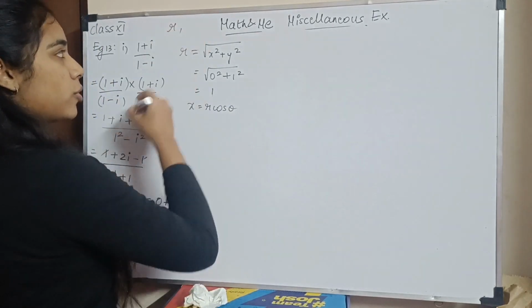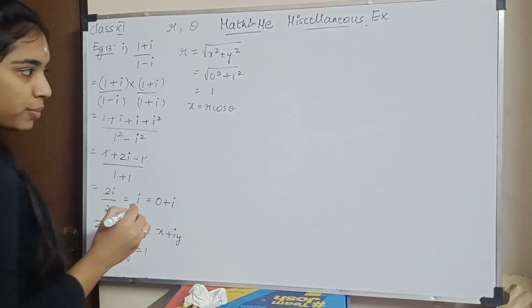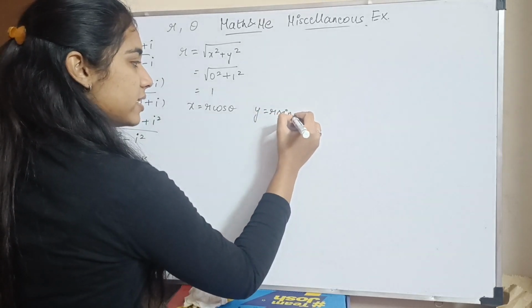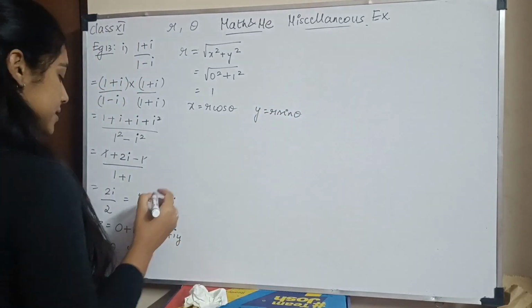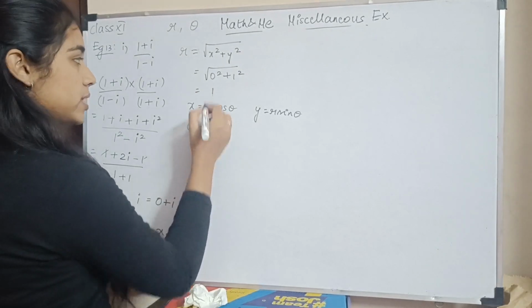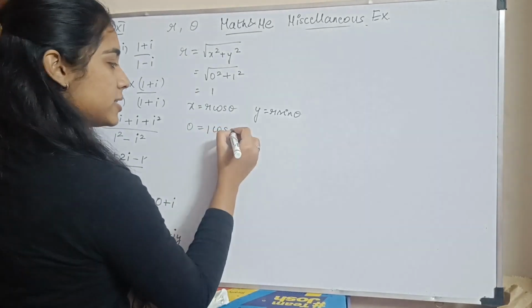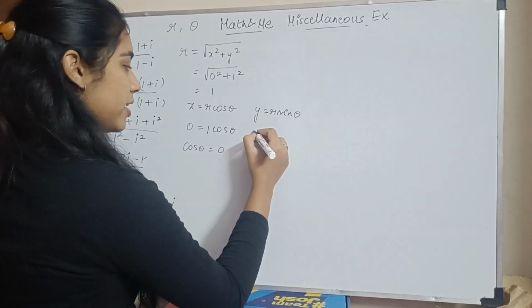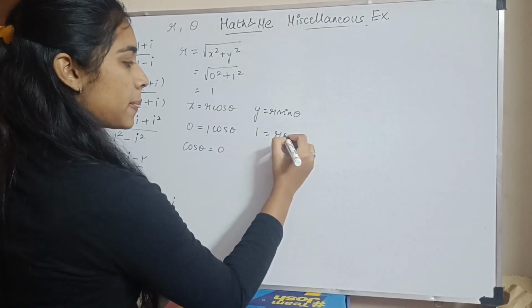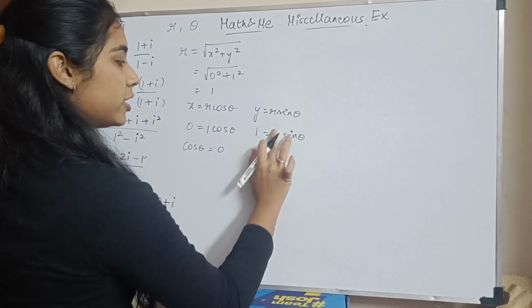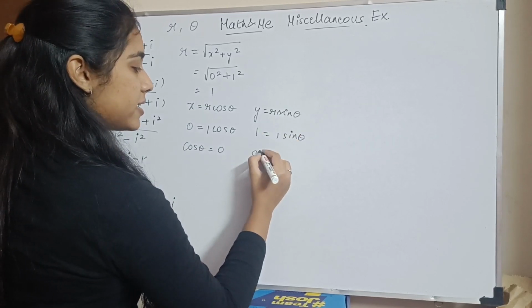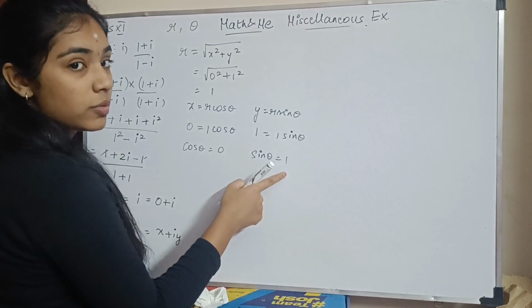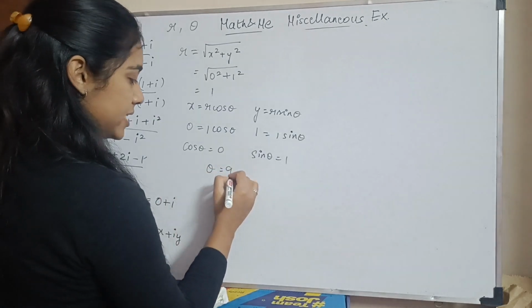You need to find what your modulus is and what your argument is. So x equals r cos theta, y equals r sin theta, so either way you can find what theta is. What is x? 0 equals r, which is 1, times cos theta. So cos theta is 0. And what else do you have? y, which is 1, equals r sin theta. r value is 1, so sin theta is 1. Cos theta 0, sin theta 1, which means theta is 90 degrees.